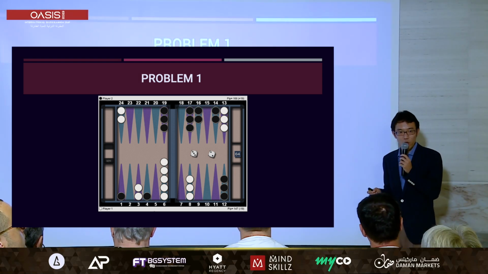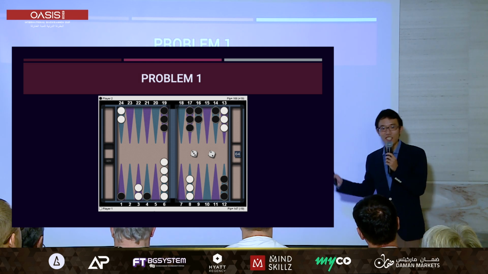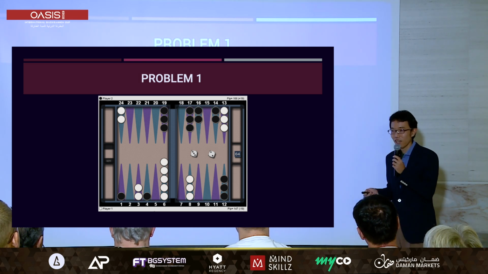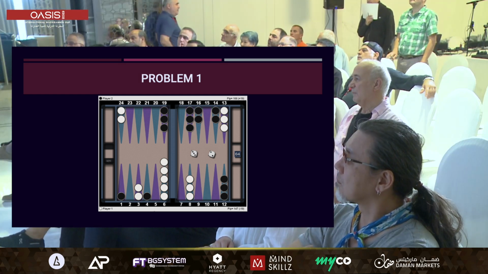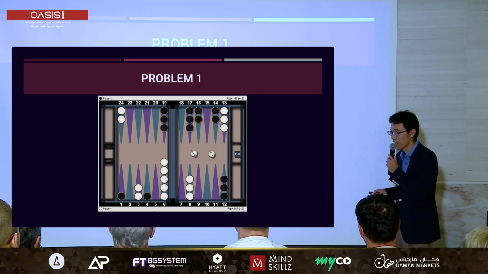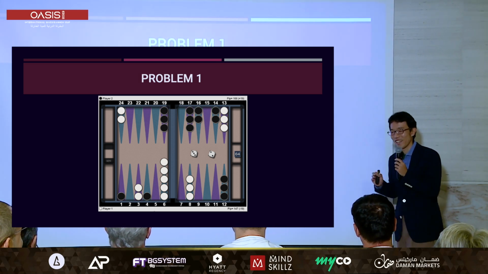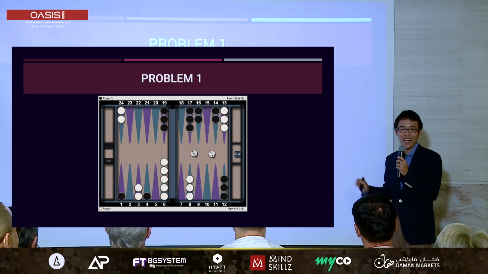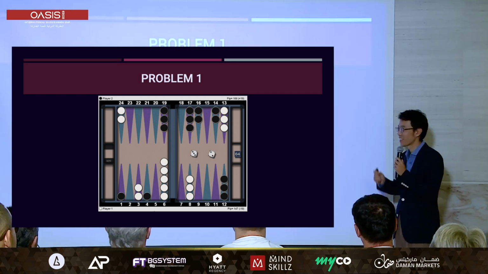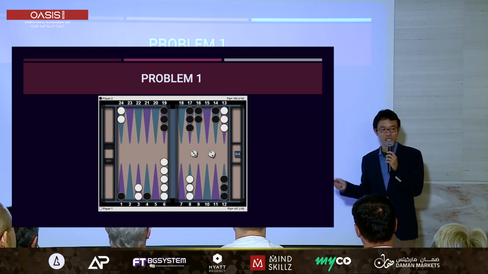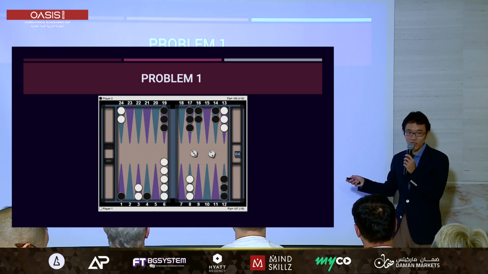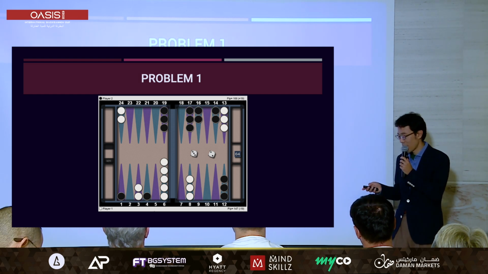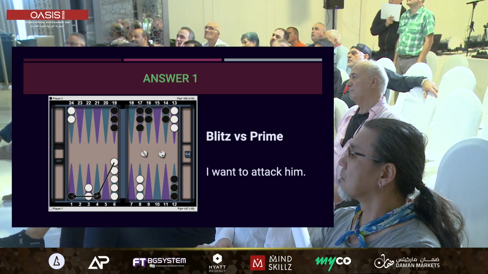So 3-2, white. And don't think about 3-2 first, okay? As I said, what kind of position do you have, and what kind of position does he have? So white has a blitzing position, right? And black has a prime position. So your strategy as white is attacking him, and his strategy as black is priming you, okay? And you have 3-2. And obviously, the best play is to attack him.